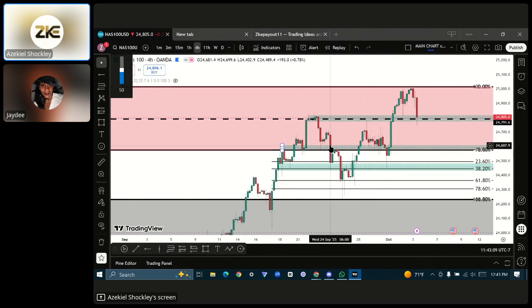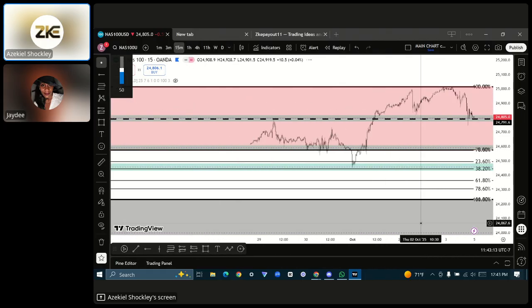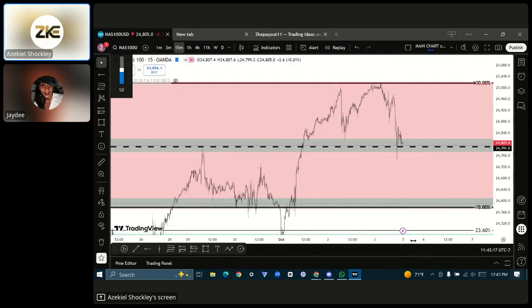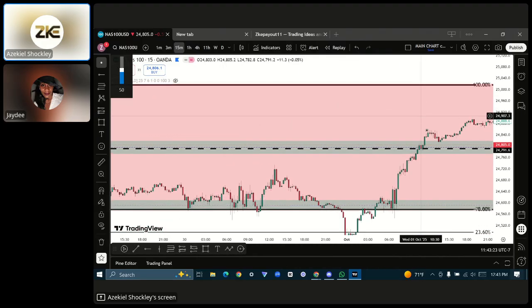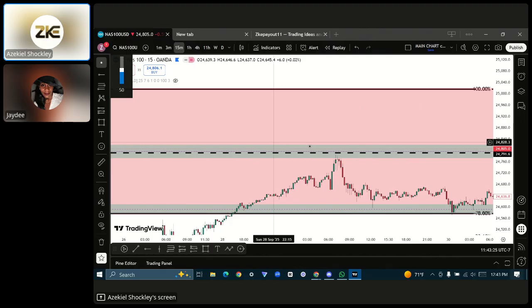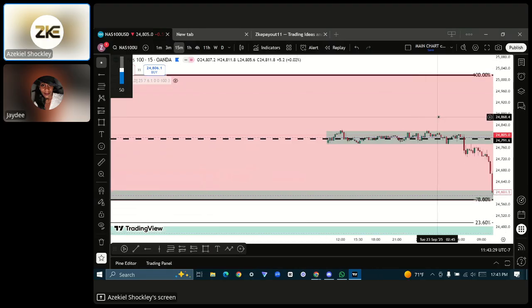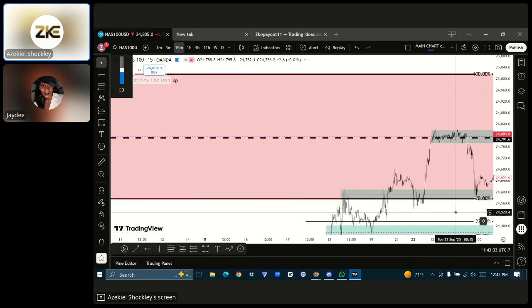I can take buys inside of here. If I scale down to the 15-minute or so time frame, I could have taken buys here in this region. Price is always going to react here. Boom, here, tapped one last time here, tapped again here. Then this was the origin of it. Why is this the origin? Because it's the 50% of the resistance zone.